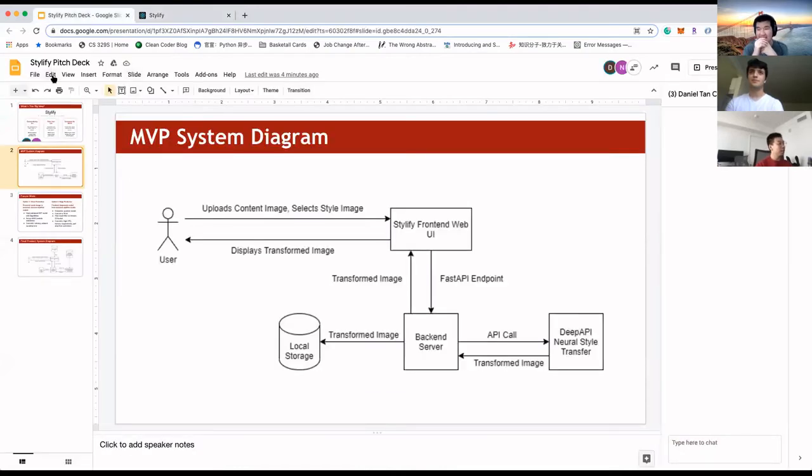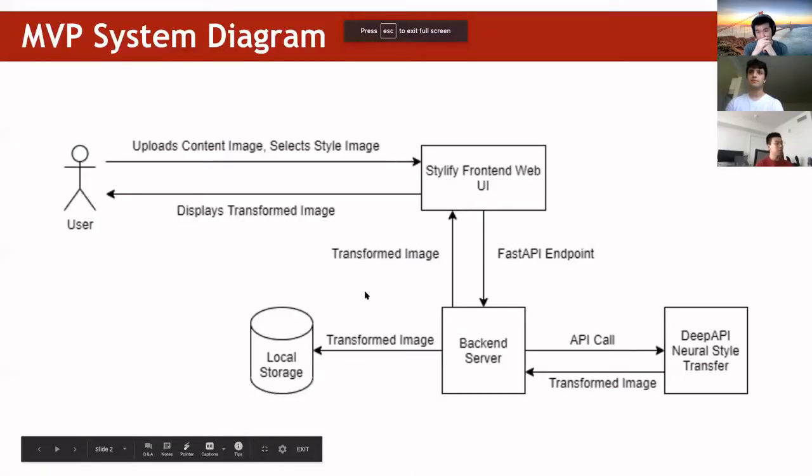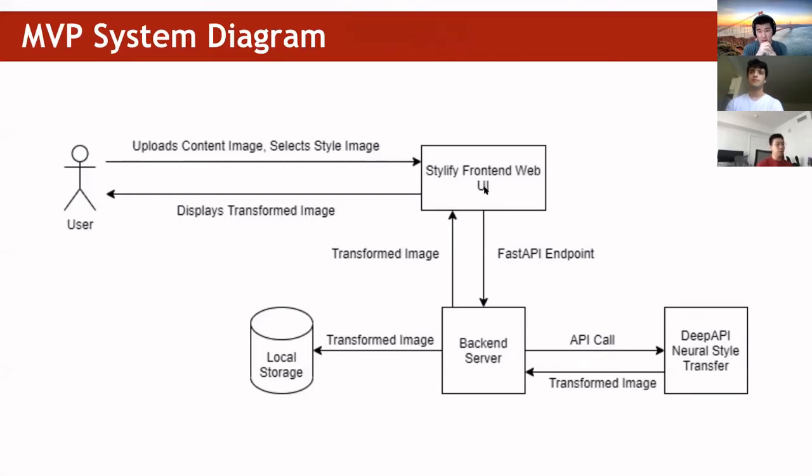So going back to the MVP system diagram, we have something very simple for the MVP. We built a simple front end using React plus TypeScript, and then a simple backend using FastAPI. And then for the model, we're actually talking to an existing API. So we basically grabbed an API key from them.